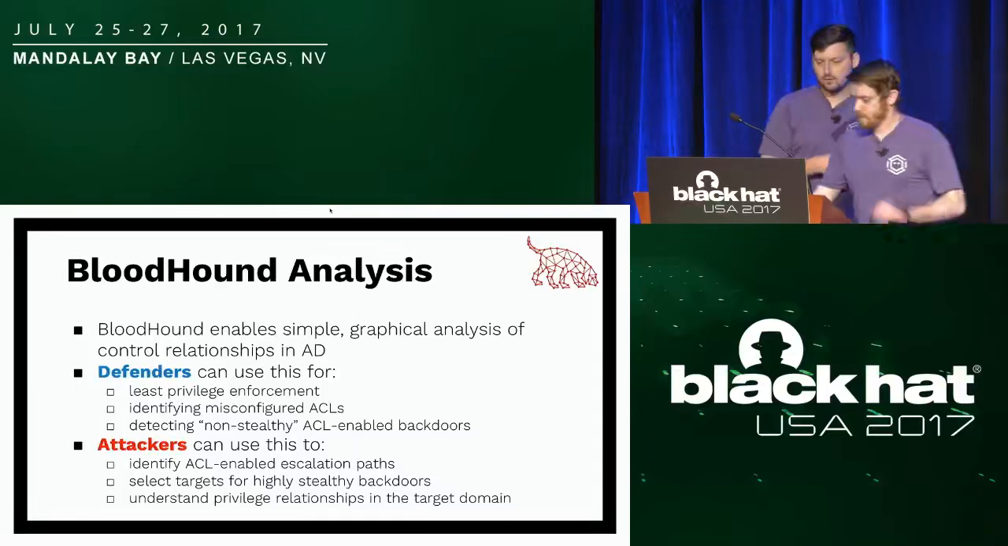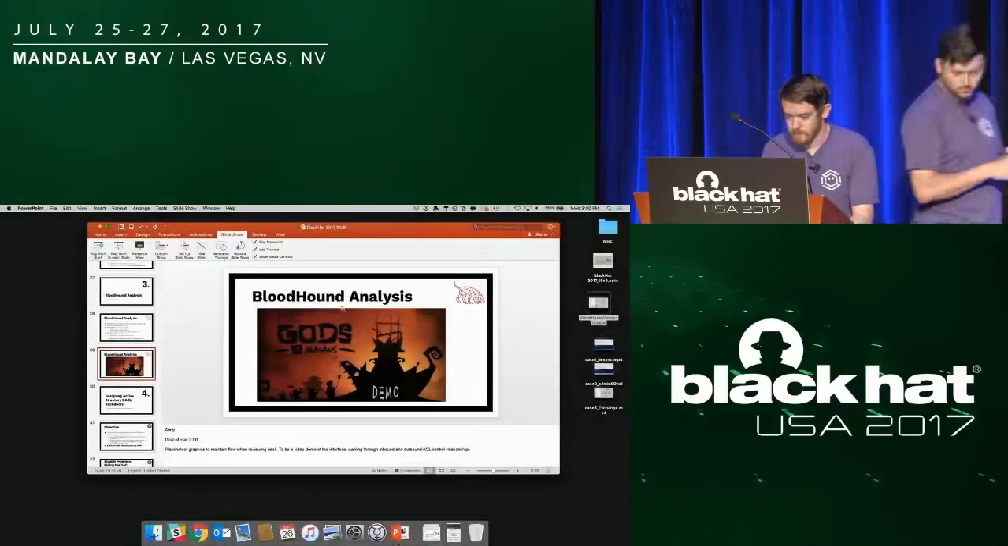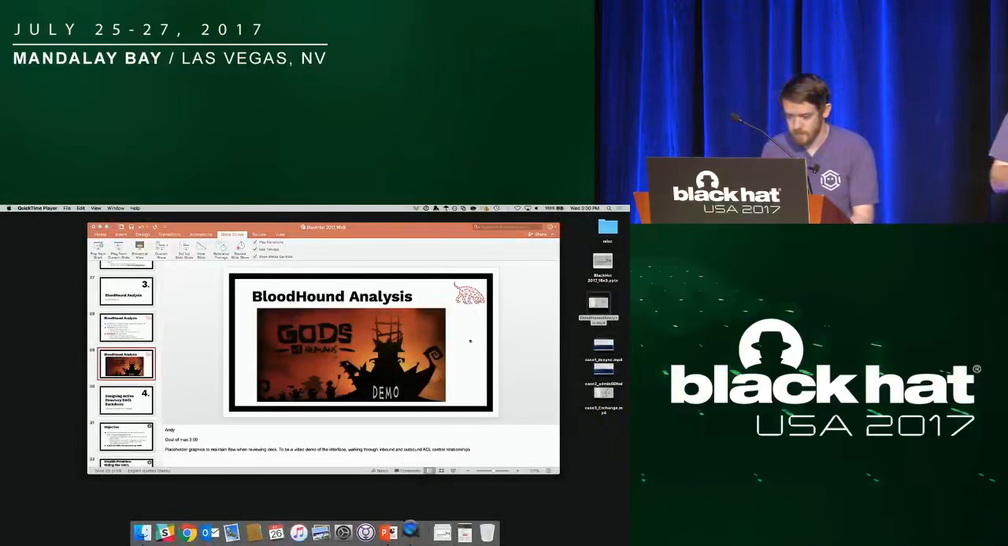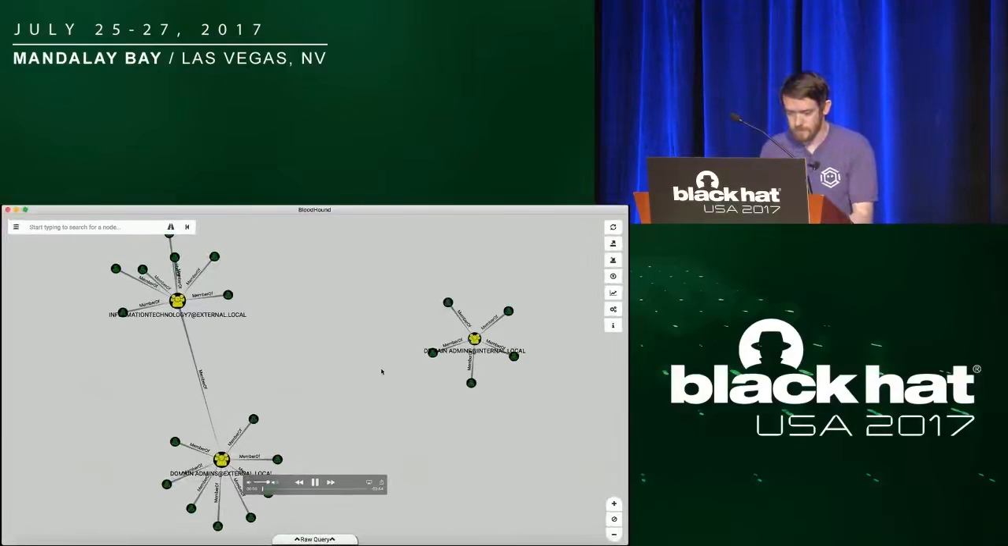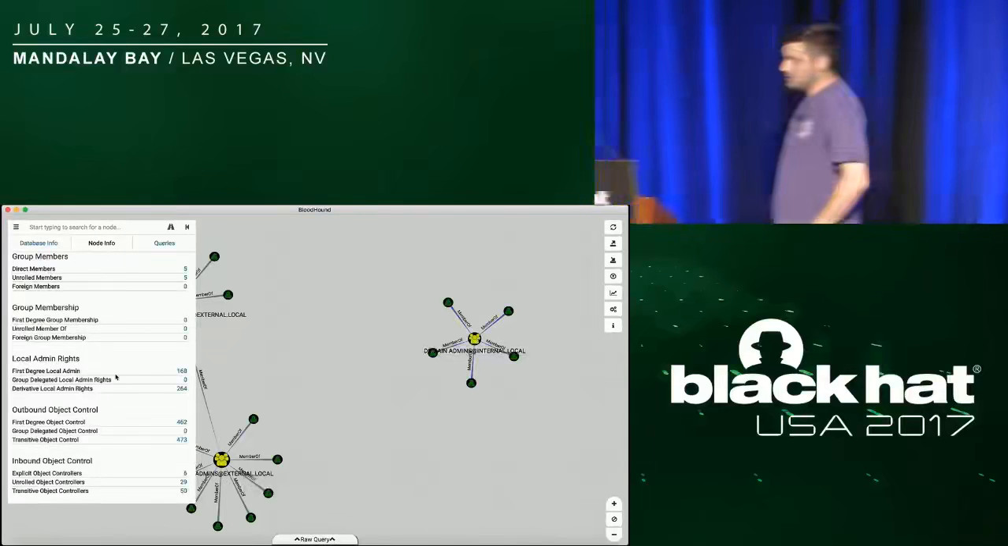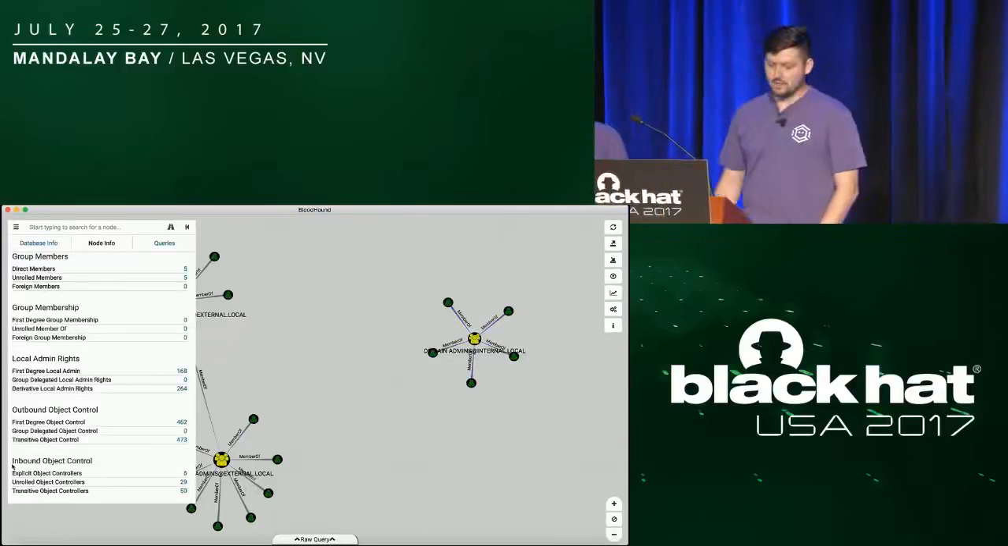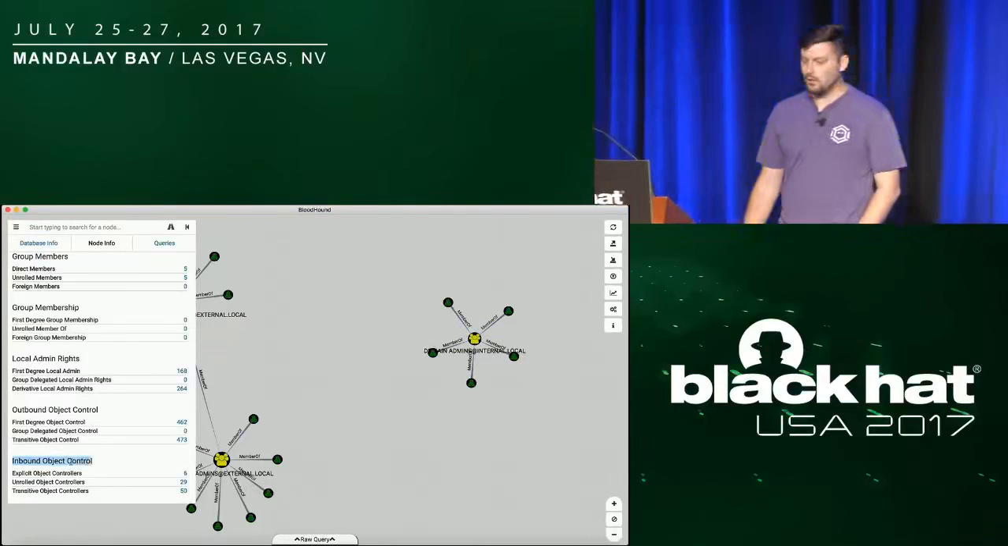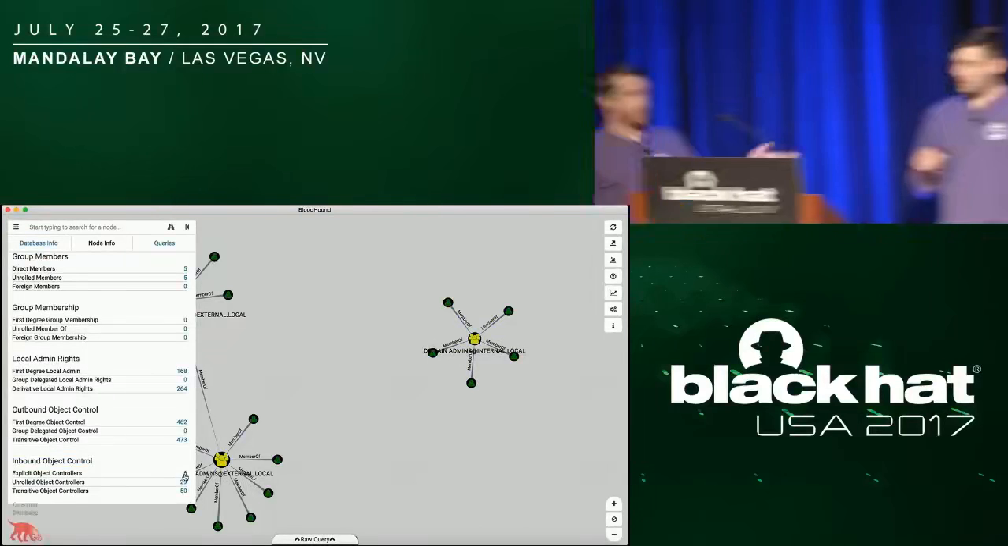So we have a video that we're going to show you. This is the BloodHound interface that we're going to look at. When you pull up the BloodHound interface, you see the members of the domain admins group, which we unroll out for you. So if I click on the domain admins, I'm interested in seeing inbound object control. This was released with the 1.3 update.